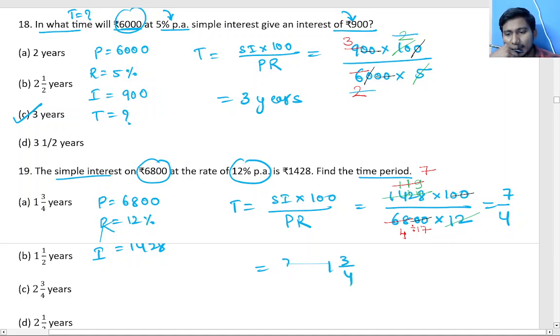Got it? Okay, wait. So this is the answer, 1 and 3 by 4 years. The option is option A.